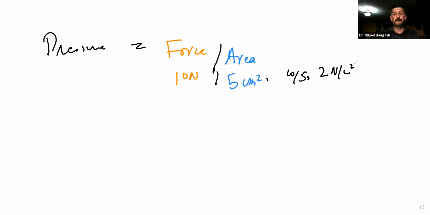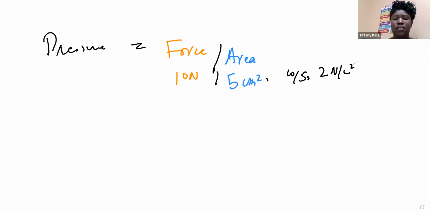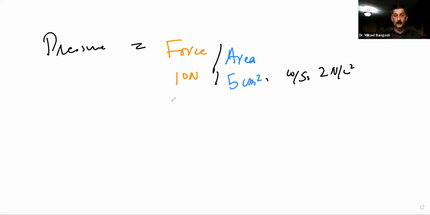Did that make sense? Good. Now what we say is, let's just say that as we increase the pressure, the force is increased 2 times. The area is not increased, or is not changed.